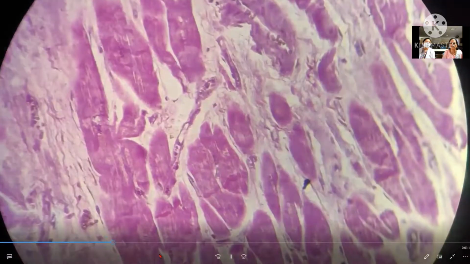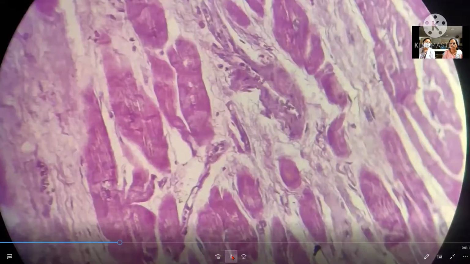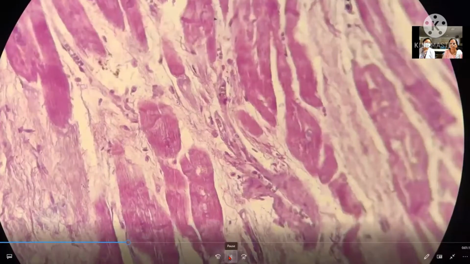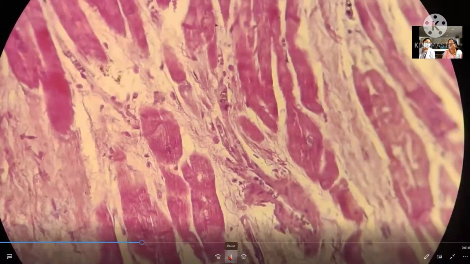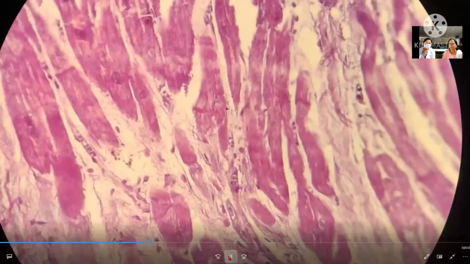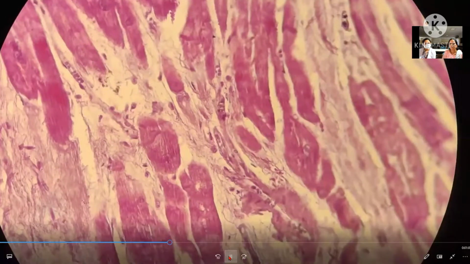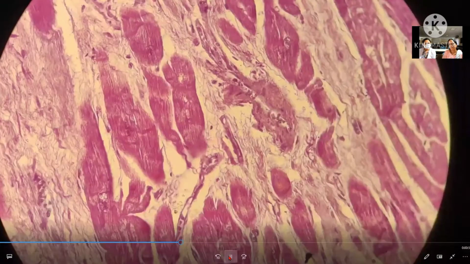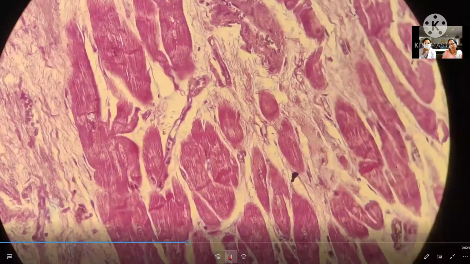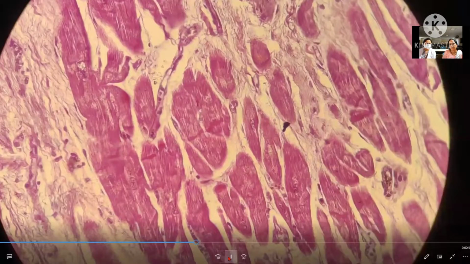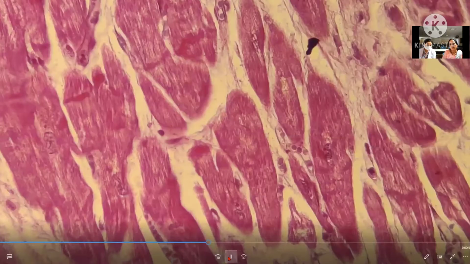This is under low power. So I'm moving the field. You can see how the muscle fibers are separated, mild inflammation. And there is some difference in the... Okay, I'm stopping it here.